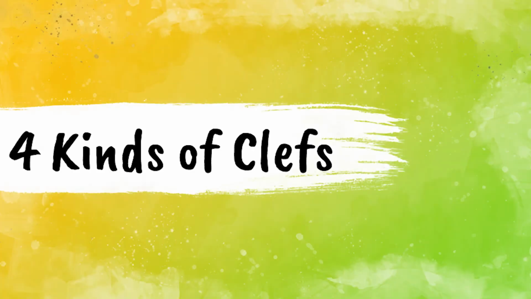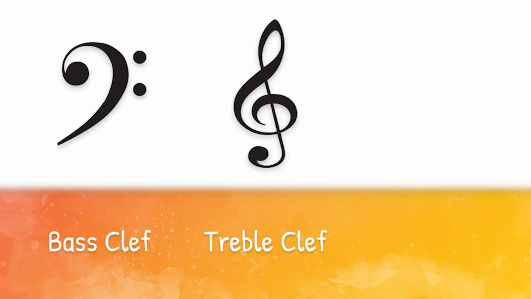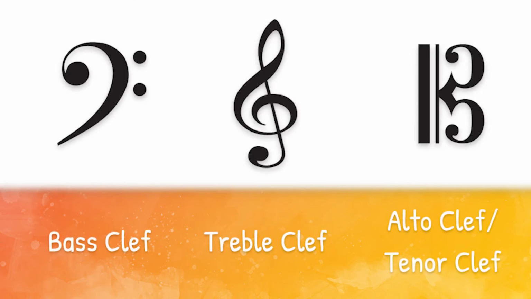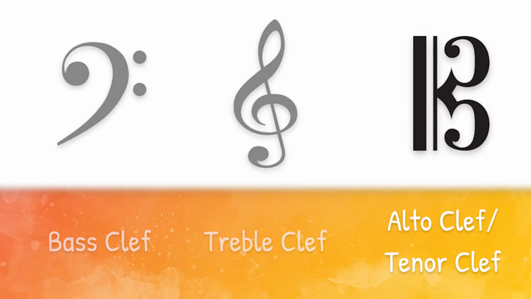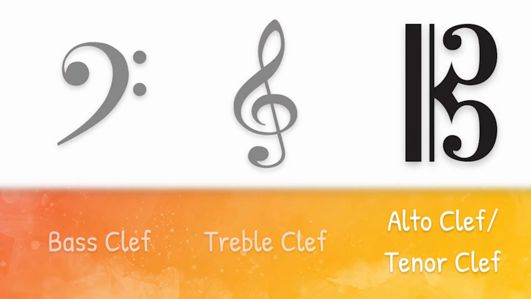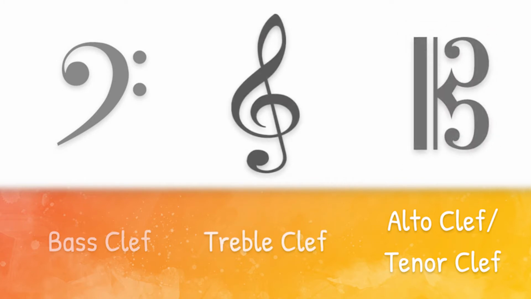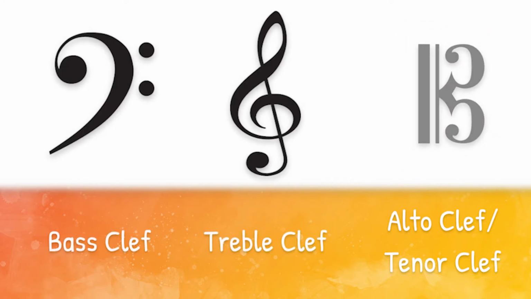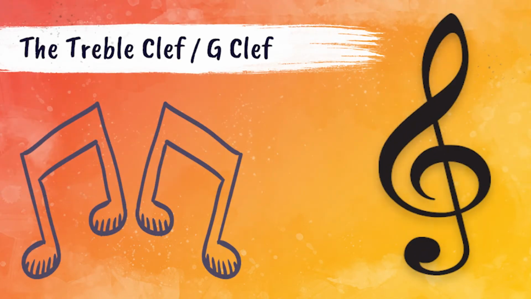There are 4 kinds of clefs: the treble clef, the bass clef, the alto clef, and the tenor clef. The alto and tenor clef share the same symbol, but they differ on the staff position. Our commonly used clefs are the treble clef and bass clef. So first, we have the treble clef or G clef.